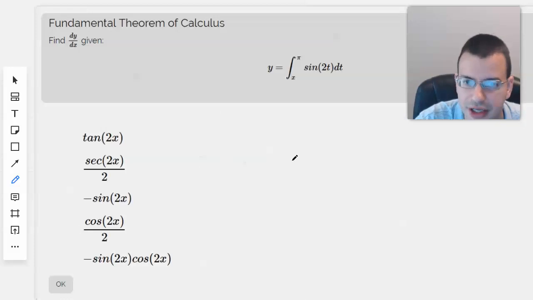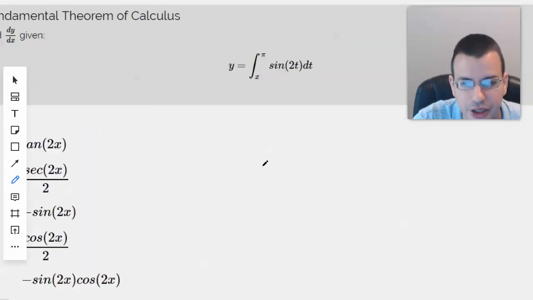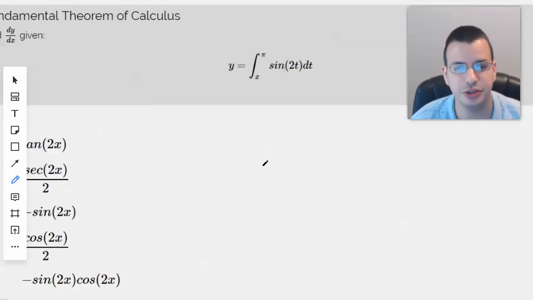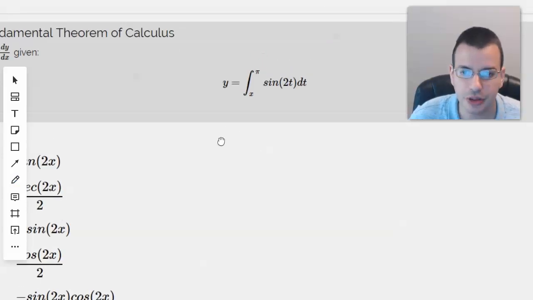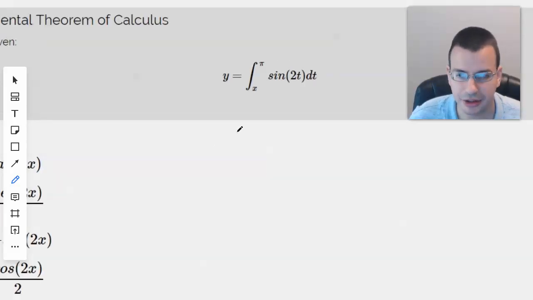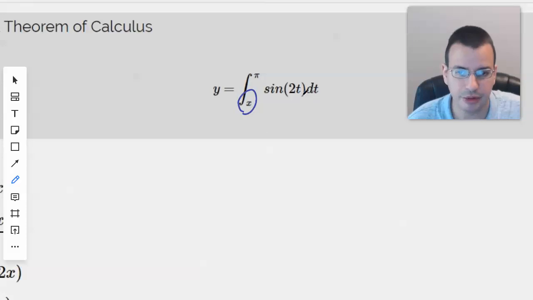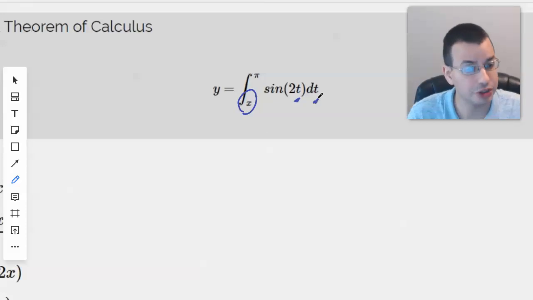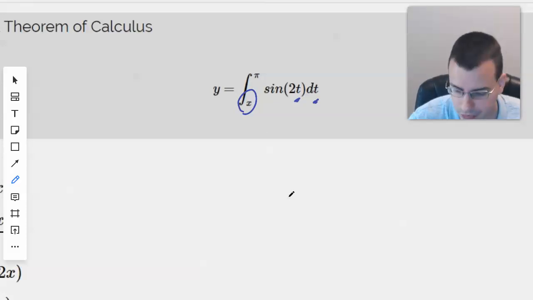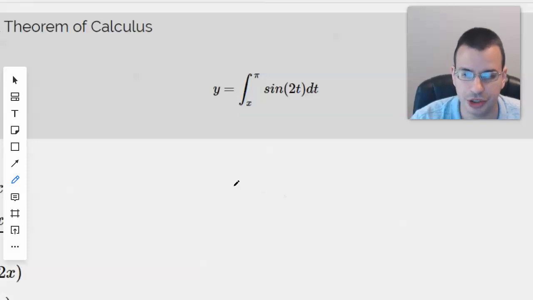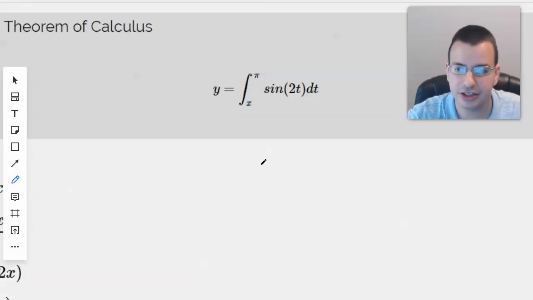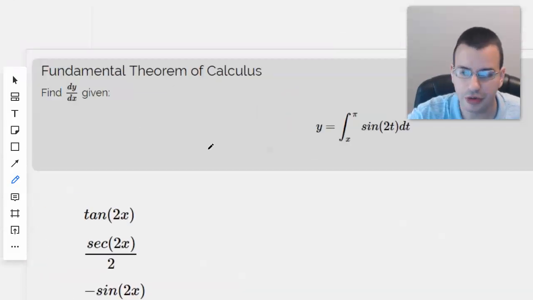Find dy/dx given that y equals the integral from x to pi of sine of 2t dt. Okay, so this is a fundamental theorem of calculus question. And the giveaway is you have a variable here, and then you have what's called a dummy variable here. So the general approach that I have to these is we're trying to find the derivative of y.